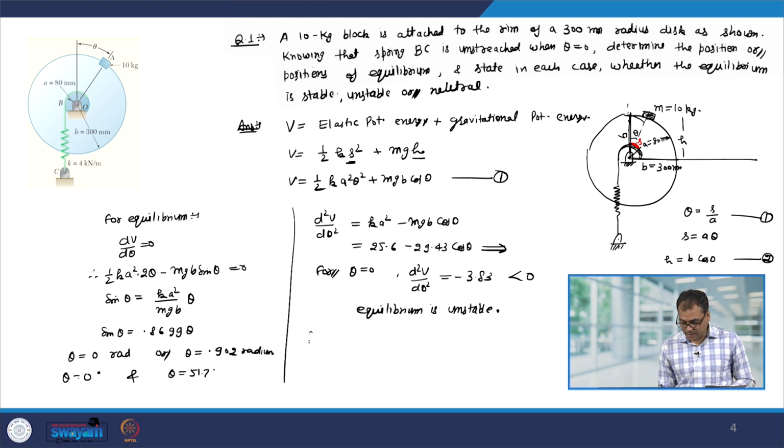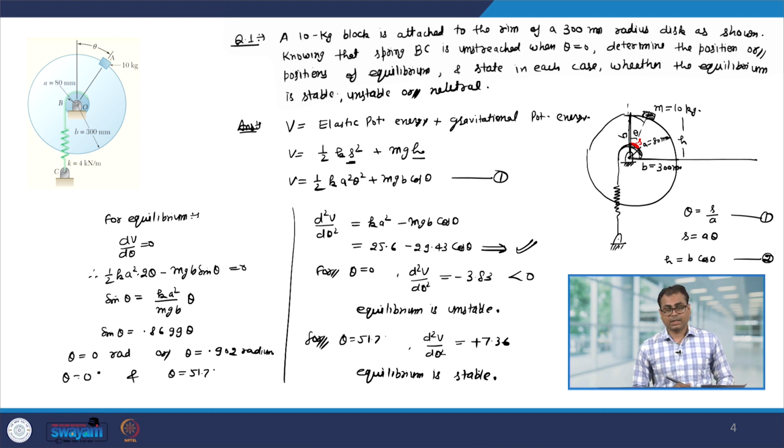Now, let us look at the case for theta equal to 51.7 degree. In this case, d2V over d theta square, again you can put theta equal to 51.7 degree here, and you will see that d2V over d theta square comes out to be plus 7.36. That means, in this case the equilibrium is stable. Now, let us look at another question.